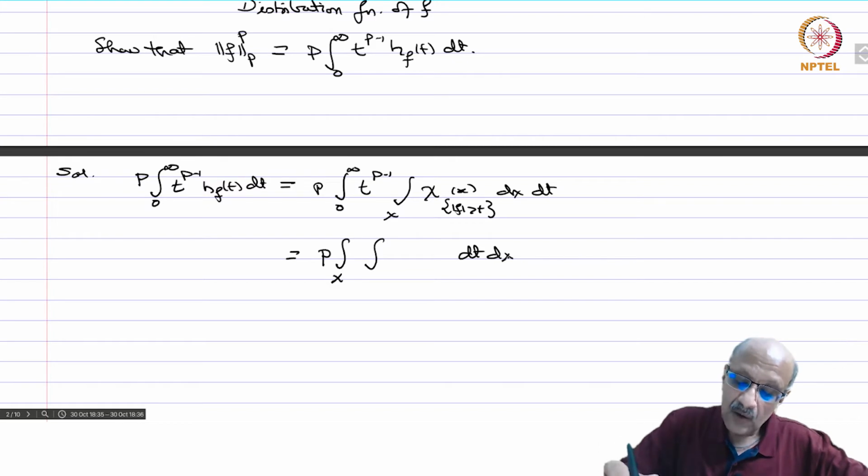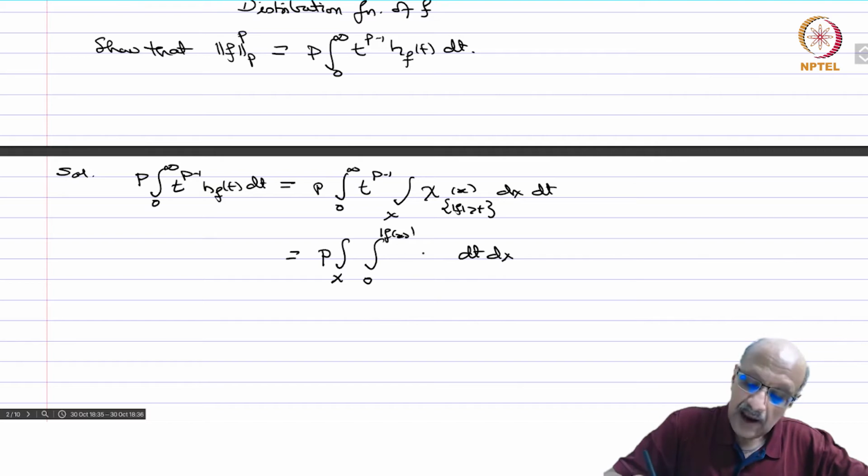Okay, now t goes from where? t is non-negative, that is seen from here, and this tells you that t can only go up to mod f, so 0 to mod f(x). Those are the limits of the integration, and then t^(p-1) dt dx.